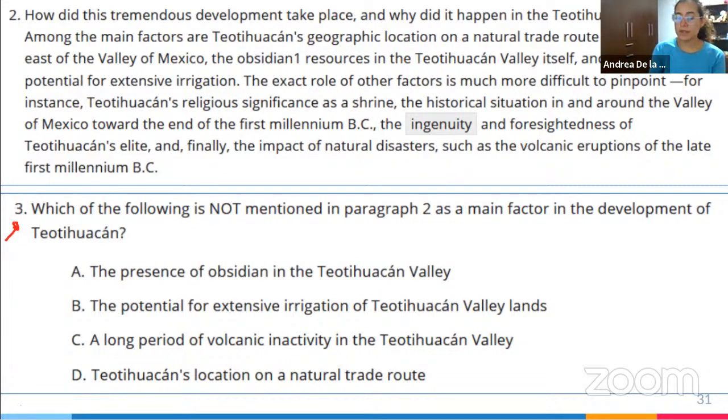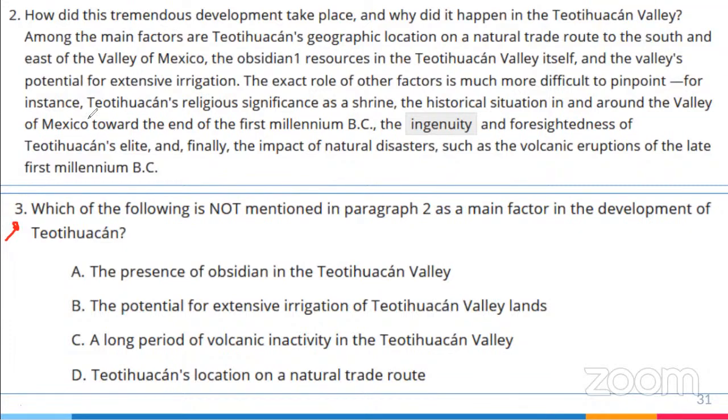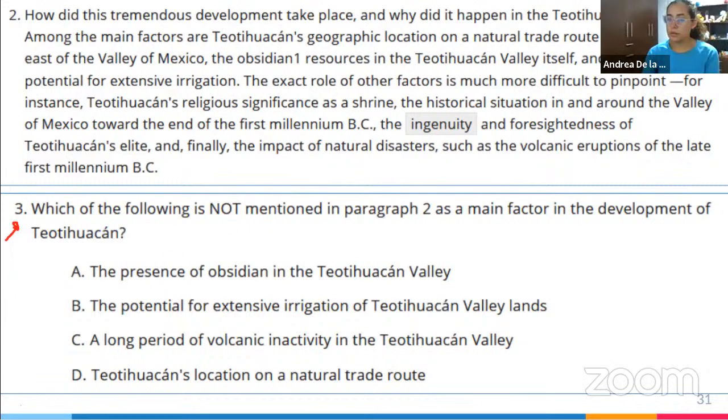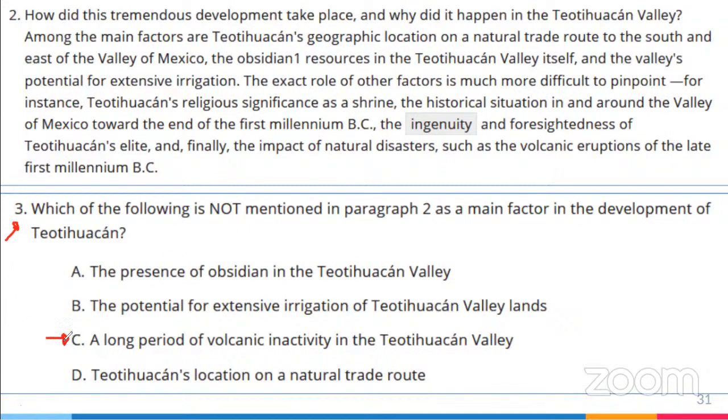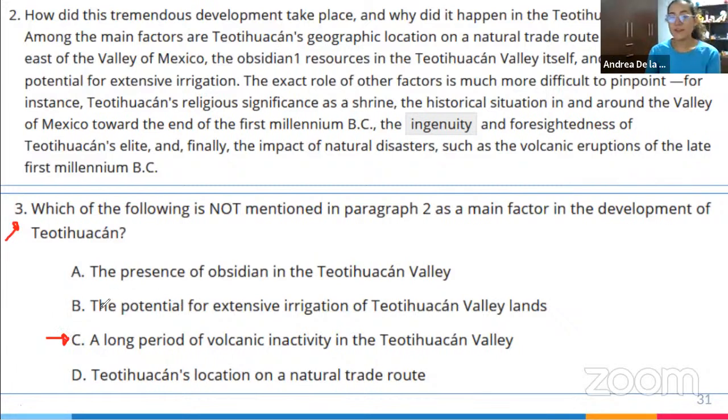So what would you say the answer is in this case? Letter C, maybe? All right, do you all agree? Yes. Yes, sí. Okay, that's perfect. So yes, you guys are right.